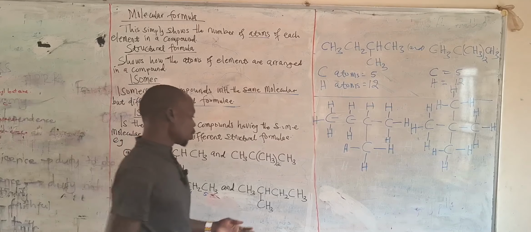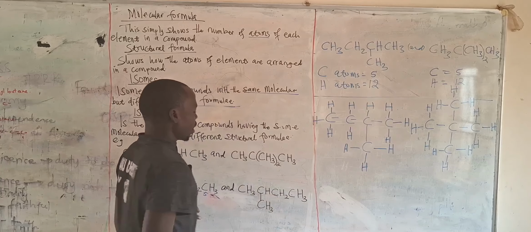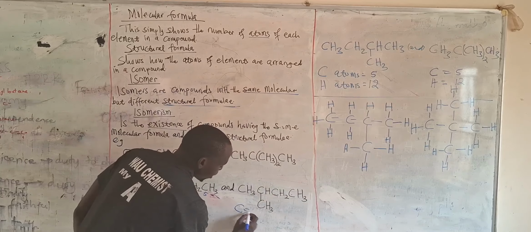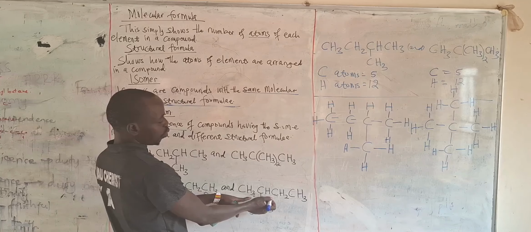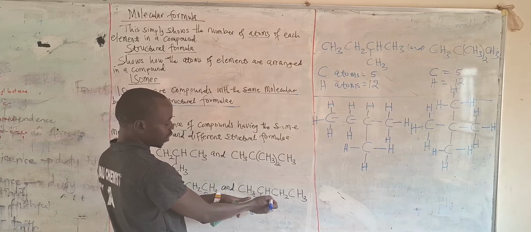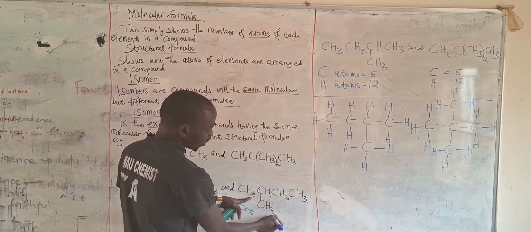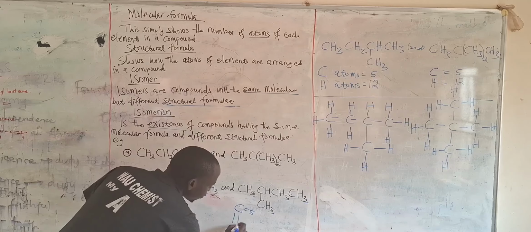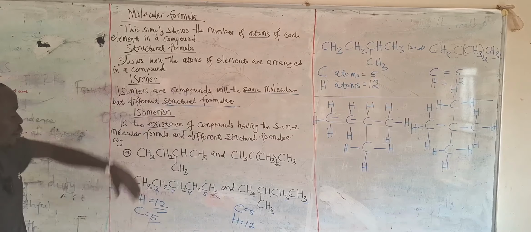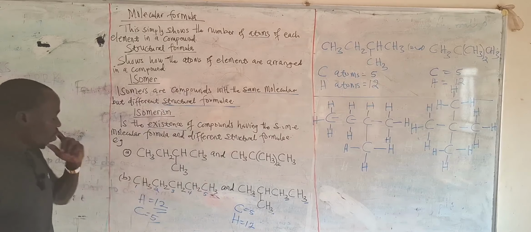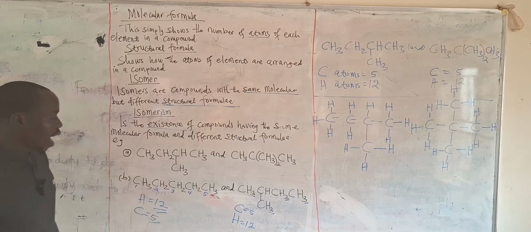Now let's look at this one also. We shall have 1, 2, 3, 4, 5 with this. So carbons, we have what? We have 5. Then hydrogen, we shall have 3 plus 1, 4 plus 2, 6 plus 3, 9 plus this 3, we shall have 12. So hydrogen we shall have 12. So this molecular formula is the same. Why? Because we have the same number of what? Of carbons this side and the same number of hydrogen this side.